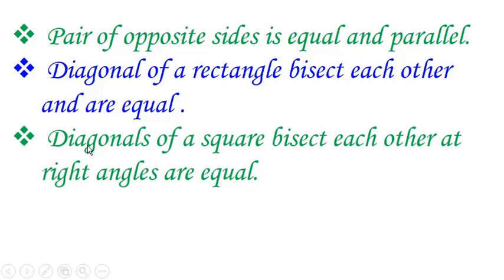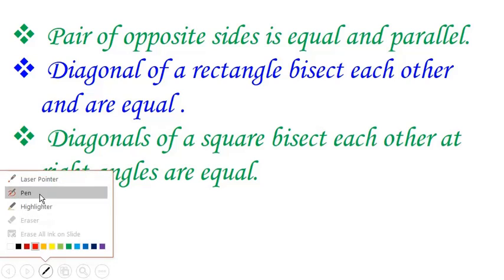So this is the next statement. Diagonals of a square bisect each other at right angles and are equal. So if we consider a square, what is a square? It is a special kind of parallelogram in which all sides are equal and each angle is a right angle. When the diagonals intersect each other, at the intersecting point the diagonals bisect each other. I hope there is no problem understanding this statement.